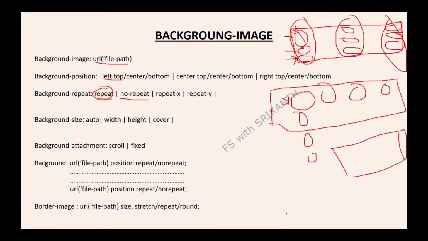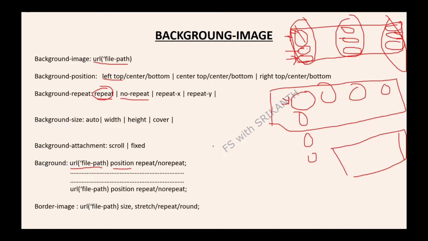Next one, multiple images. If you want to apply multiple images as a background, that's very simple. With the help of this background attribute, we can decide how many images we want to set. First, you can place the image path, then you can decide the position. Already we know that nine positions are available. With those nine positions, you can repeat the image, otherwise you can place multiple images.